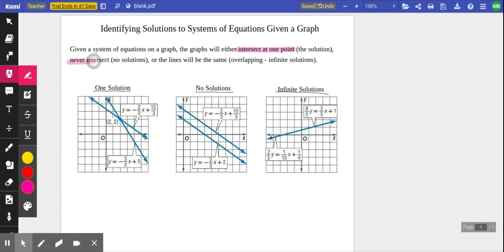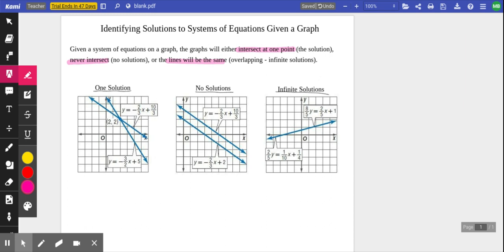They will never intersect, which means that the system has no solutions, or the lines will be exactly the same. Visually, that means they're going to be overlapping. Number of solutions, that would refer to infinite solutions. So let's look at those three different types of graphs below.